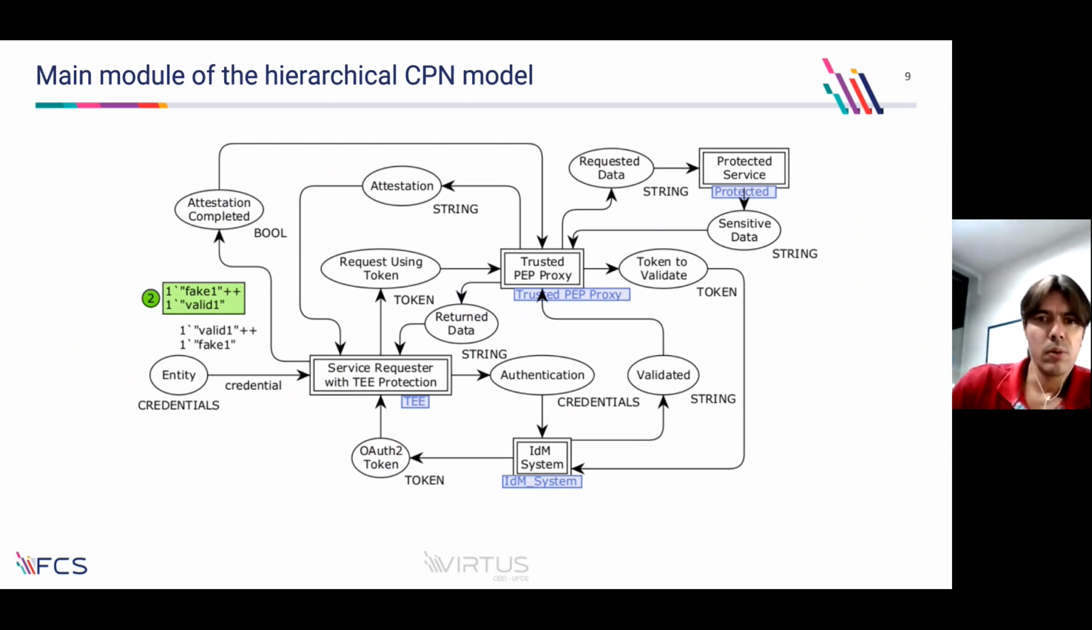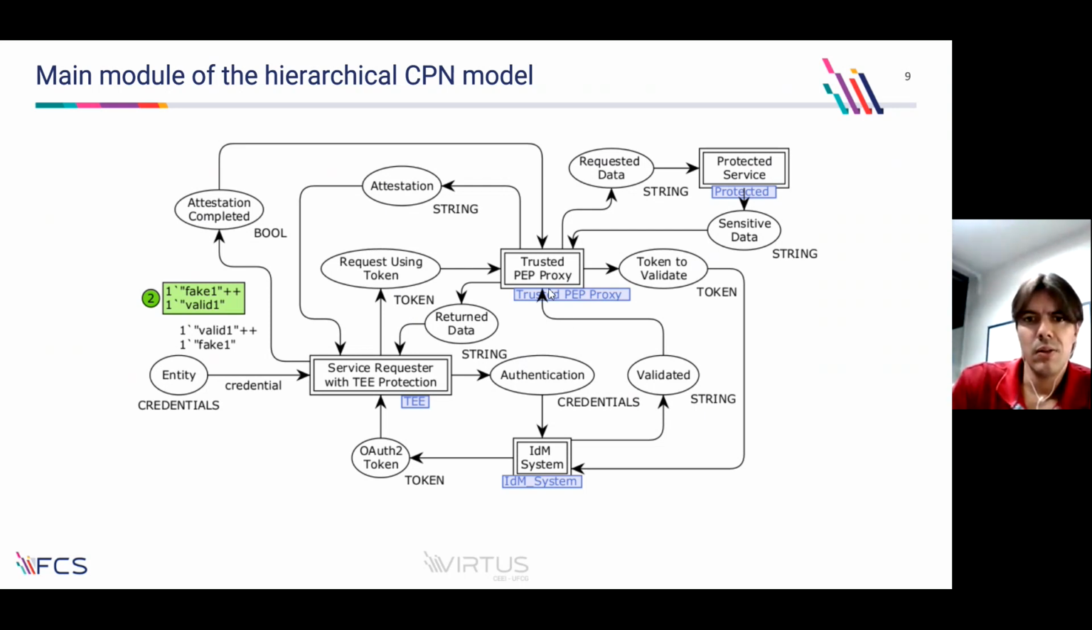Here is the model that we developed, the CPN model, colored Petri net model. We have entities here, and we have the main communication flow. We have, for instance, the IDM system represented here. The entity sends the credentials to the IDM system, receives a token that will be sent to the trusted policy enforcement proxy, the TPEP. The TPEP will verify with the IDM system if the token is valid.